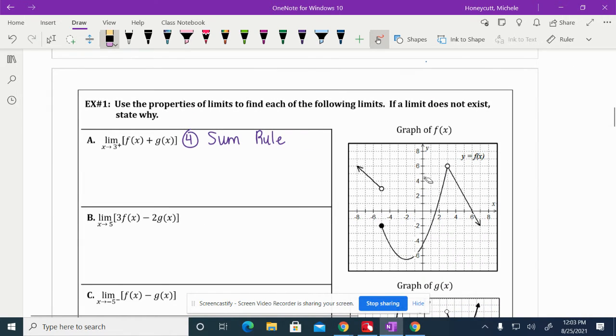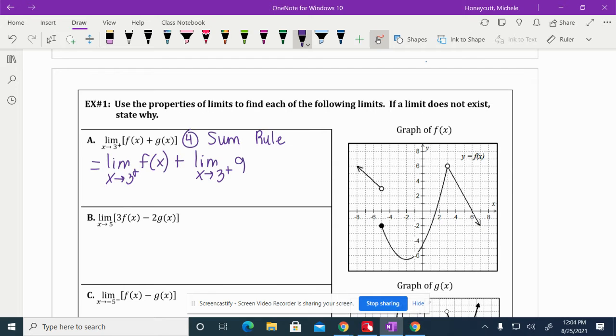Okay, so the first one is an example of the sum rule on that first page. What the sum rule says is if I have the limit of a combined set of functions, I can just split that up and find the limit as x approaches 3 from the right of f plus the limit as x approaches 3 from the right of g. So I can split it up and find each one.